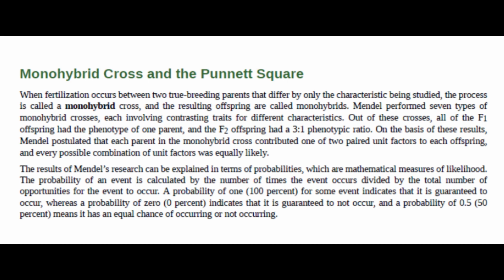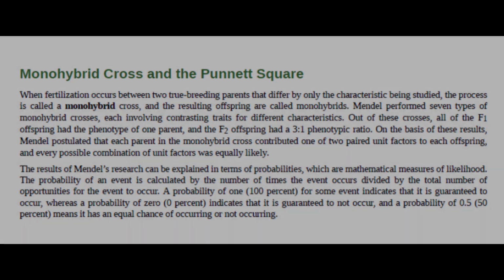The results of Mendel's research can be explained in terms of probabilities, which are mathematical measures of likelihood. The probability of an event is calculated by the number of times the event occurs divided by the total number of opportunities for the event to occur. A probability of 1 or 100% for some event indicates that it is guaranteed to occur, whereas a probability of 0 or 0% indicates that it is guaranteed to not occur, and a probability of 0.5 or 50% means it has an equal chance of occurring or not occurring.